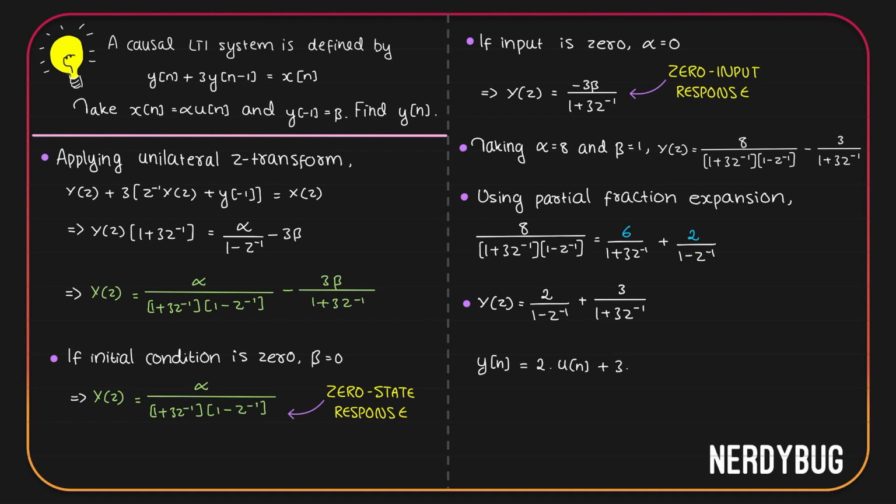1 by 1 plus 3z inverse is of the form 1 by 1 minus az inverse, whose inverse Z transform is a raised to n u of n, given that it is right-sided. Here we have plus 3, so a will be minus 3. Therefore, its inverse will be minus 3 raised to n u of n. Altogether we can write y of n is 2 plus 3 times minus 3 raised to n, multiplied by u of n.